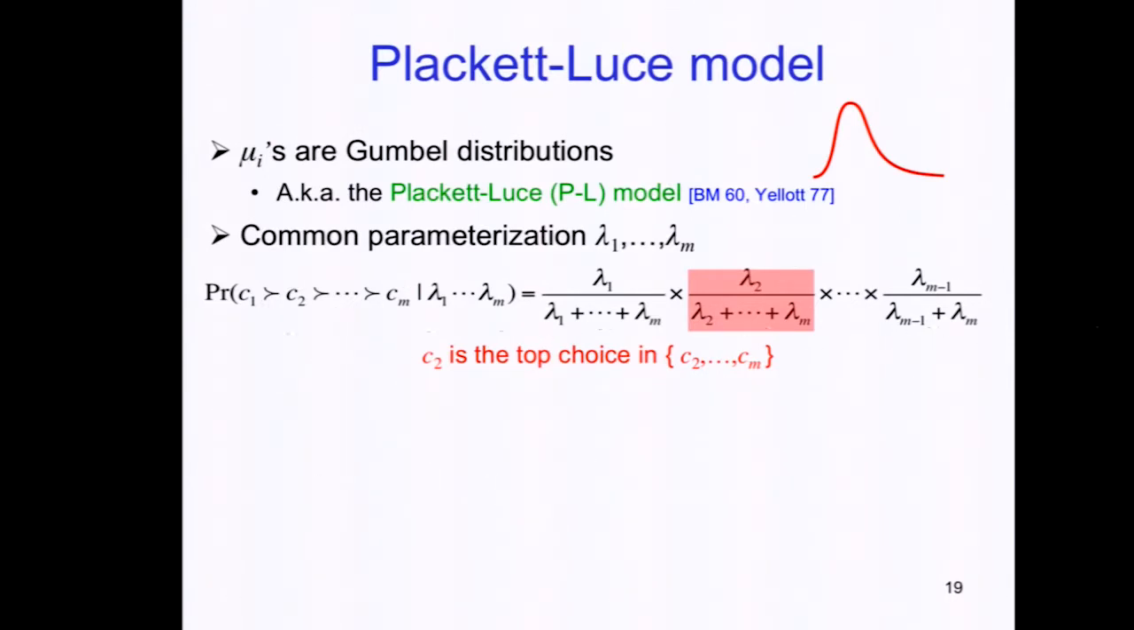That's natural because you can think about it this way: C1 being at the top means C1 is ranked ahead of the rest, so if I give you every alternative, you're going to choose C1. The second part says let's not think about C1 anymore and focus on C2 through Cm. If I give you these candidates, you're going to choose C2, and the probability of doing so is proportional to the quality of C2, and so on.